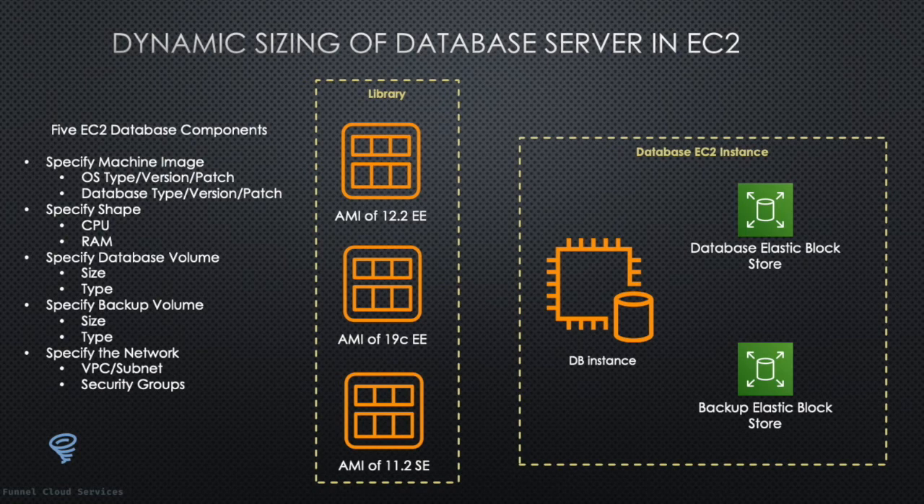So here I wanted to touch base on how we deploy a database server within AWS. It really boils down to five database components that we define. One is the AMI. We've got these machine images, so this is where you'd create a library of your own.